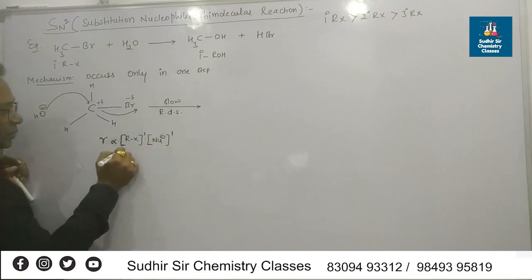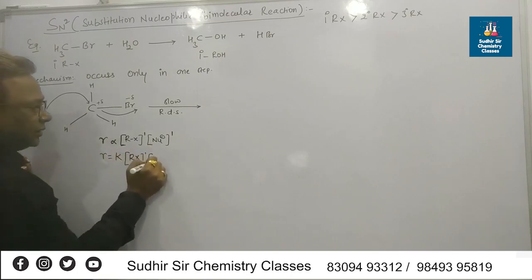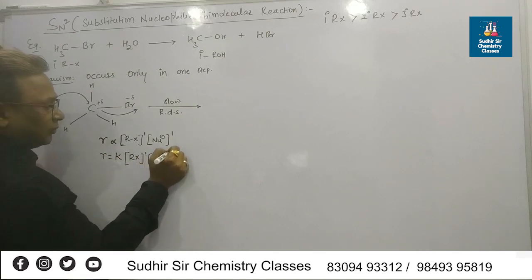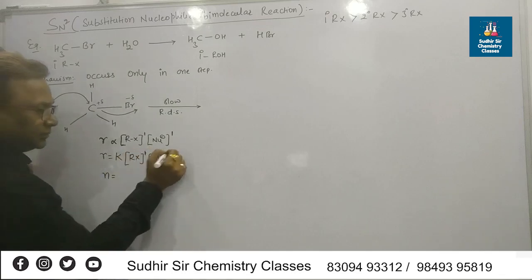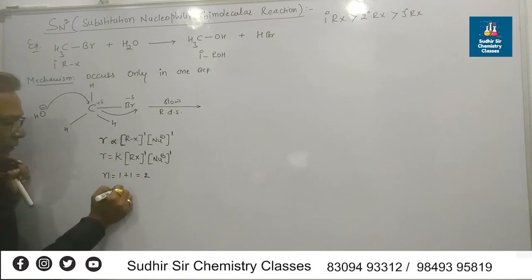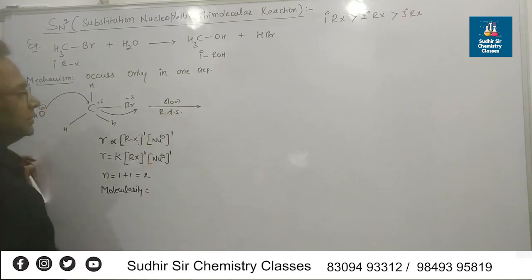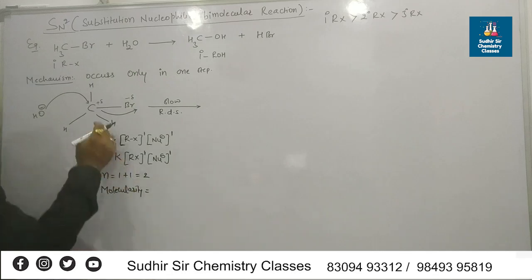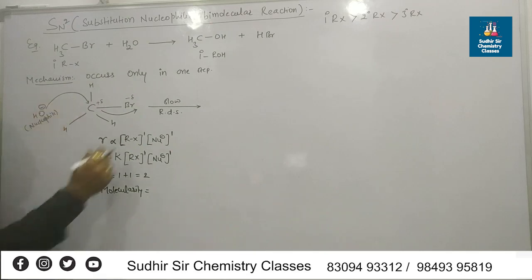That means rate R equals a constant K into RX to the power of 1, into Nu, the nucleophile, to the power of 1. The order is the sum of the powers of the concentration terms, so 1 plus 1 equals 2. And molecularity means the number of atoms, ions or molecules participating in the RDS. In this RDS, how many molecules are involved? One is the alkyl halide and one is the nucleophile, so two species are involved. So the molecularity of this reaction is 2.